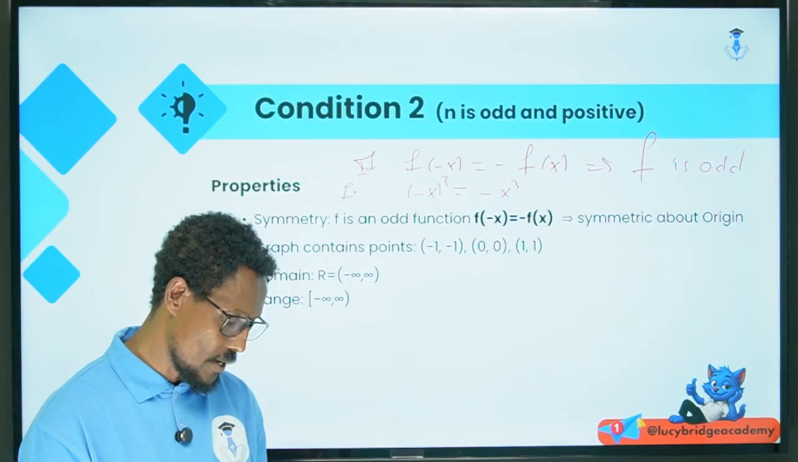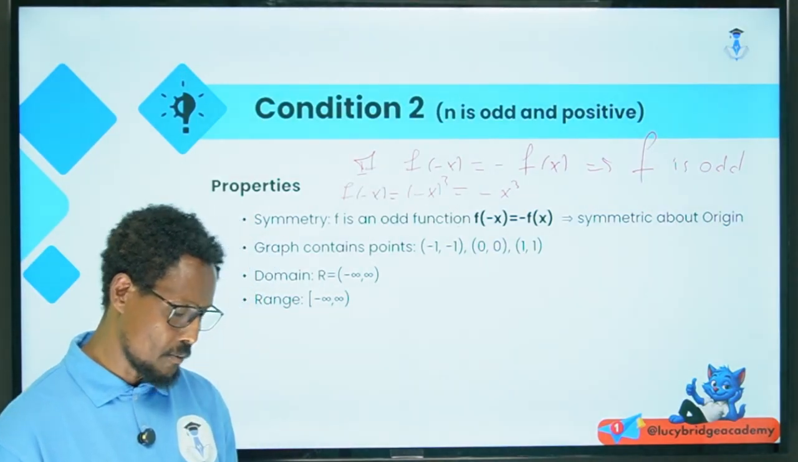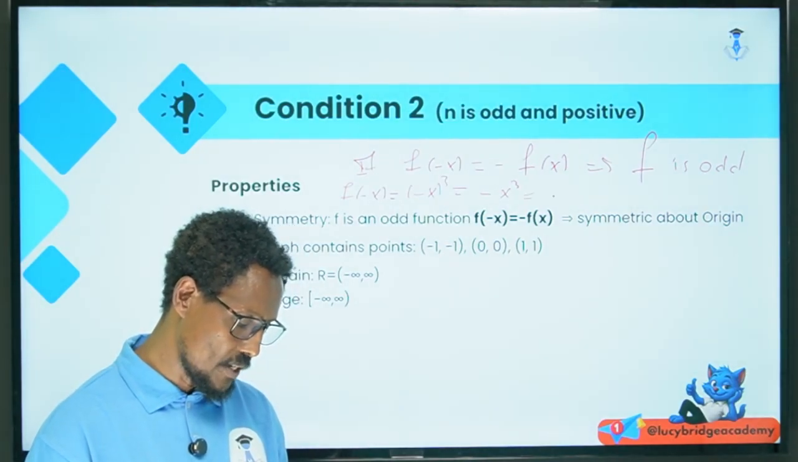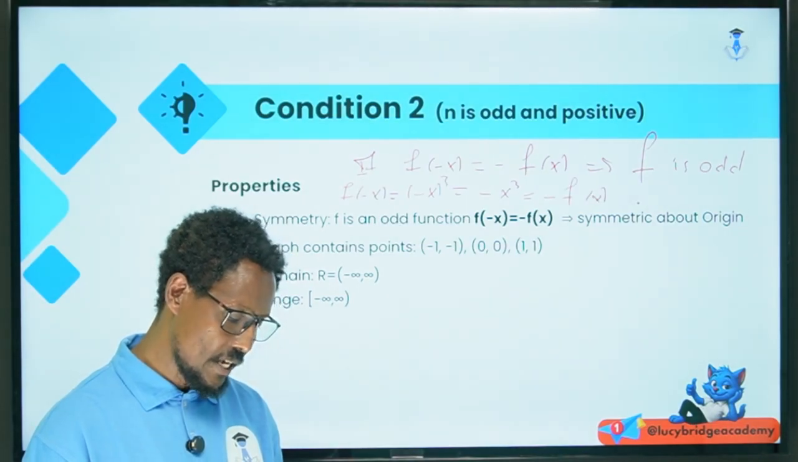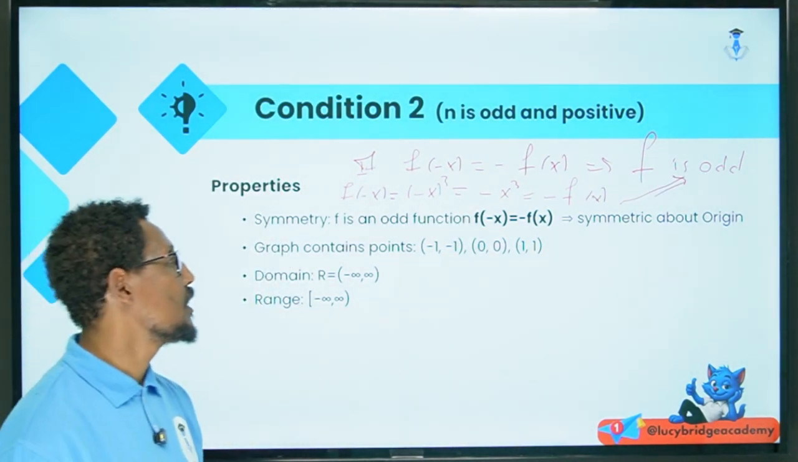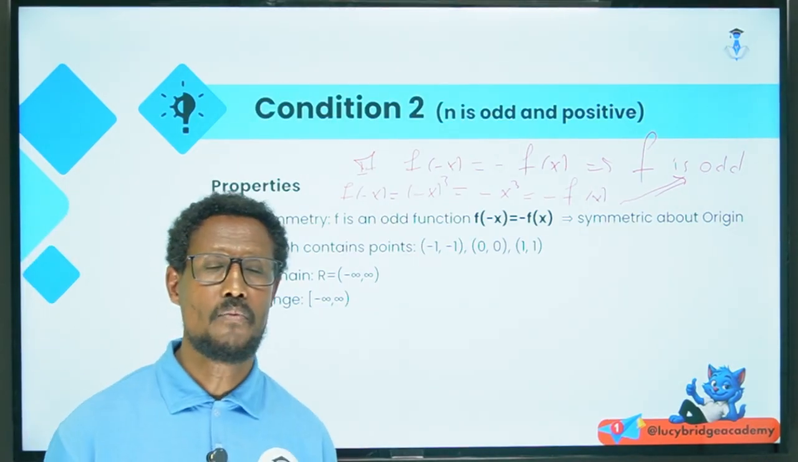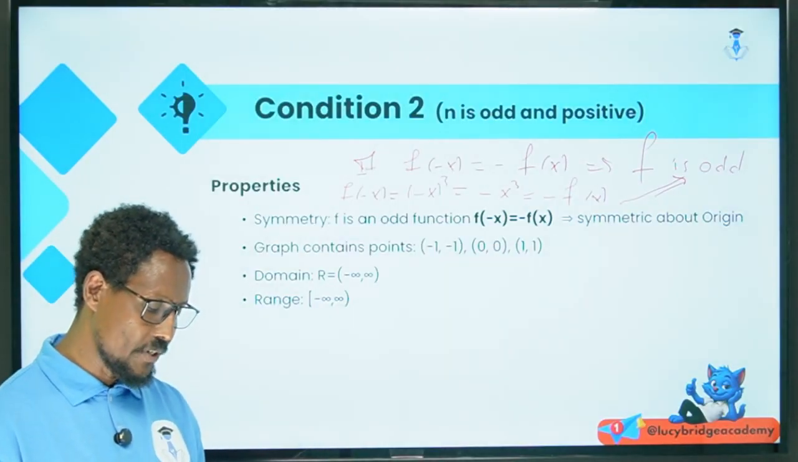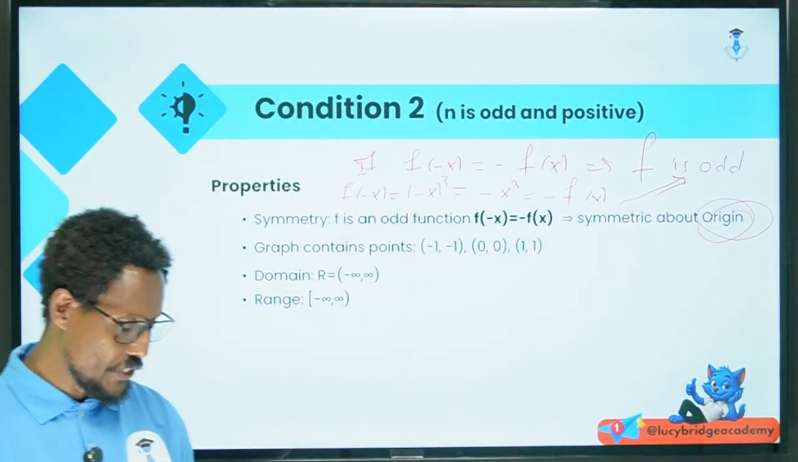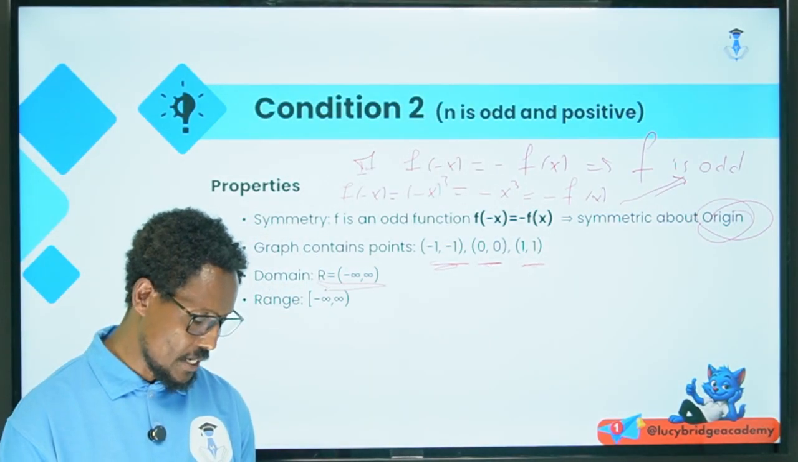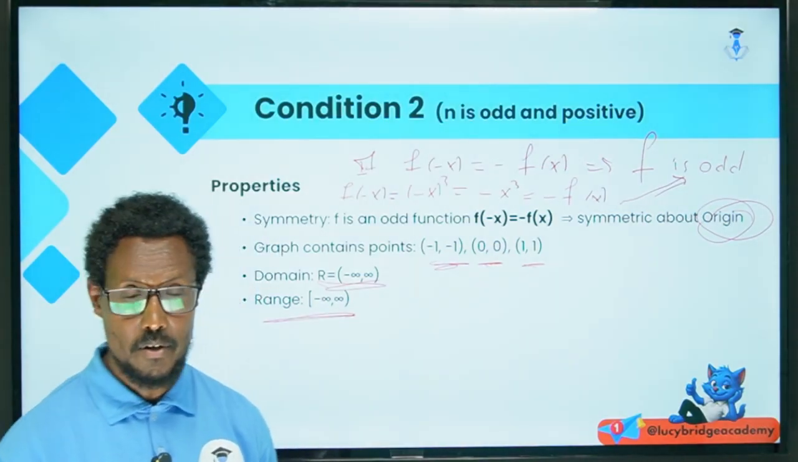f of minus x, this is f of minus x, is equal to, replacing x with minus x, minus x cubed, which is equal to minus x cubed, which is the negative of f of x. The negative of x cubed means negative f of x. Thus f is odd. X to the power of 3, x to the power of 5, x to the power of 7, all are odd functions, symmetric with respect to the origin. The graph contains the points -1, -1, 0, 0, 1, 1. The domain is the set of all real numbers, and the range is also the set of all real numbers.